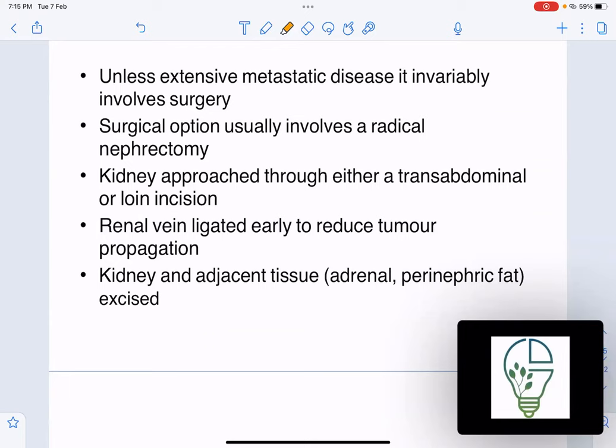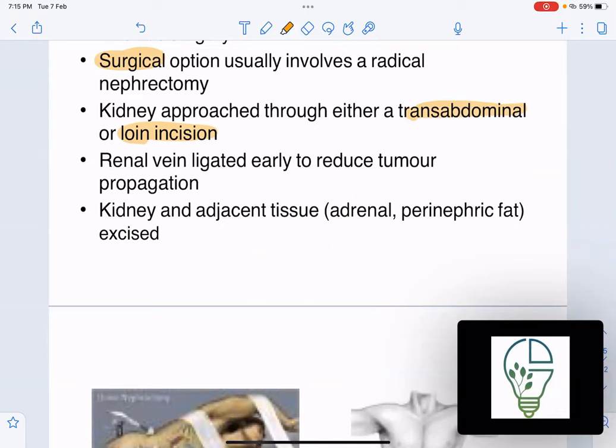We can either go through transabdominal, which is the front approach, or the loin incision, which is from the back. Most surgeons nowadays do prefer the back approach because they don't have to go through so many of the organs in the front. The renal vein will be ligated. When we say ligated, it basically means we clamp it, we close it, so that obviously we don't allow any tumor tissue to go back into the blood flow, and also to decrease blood loss, obviously.